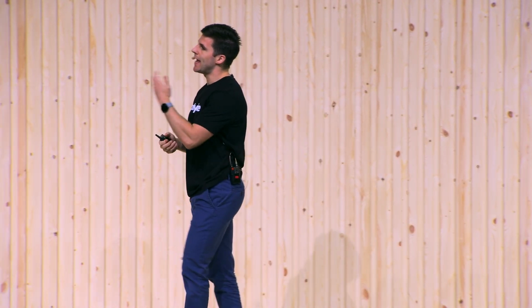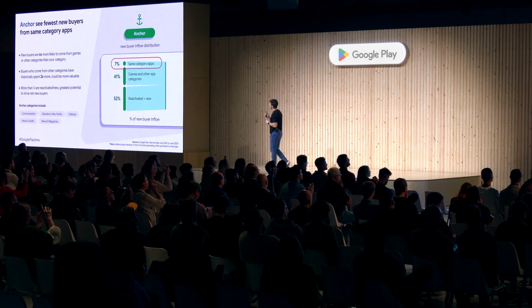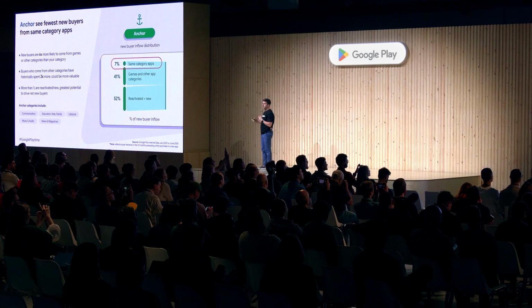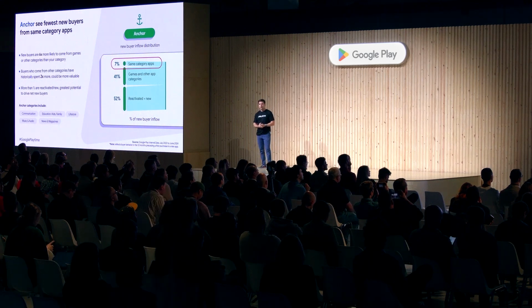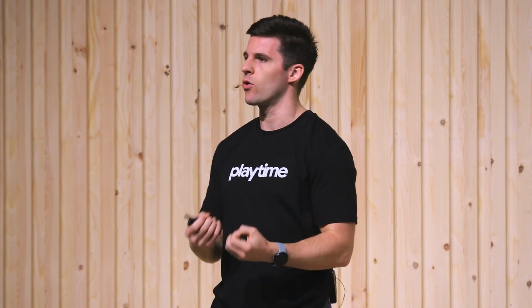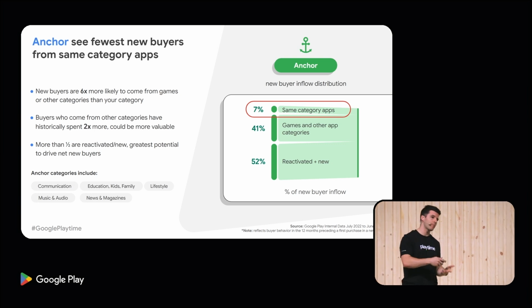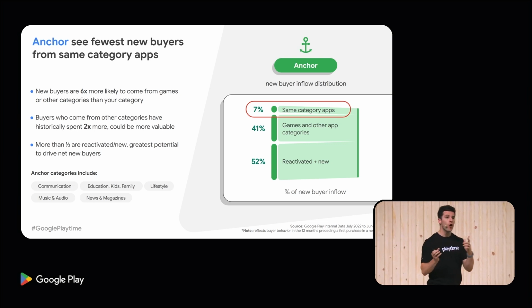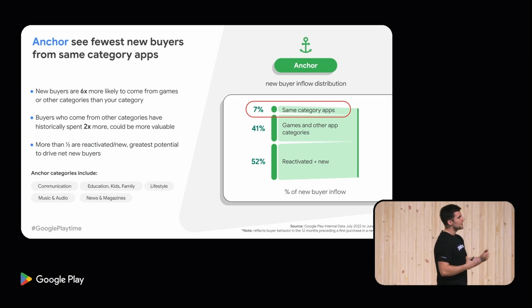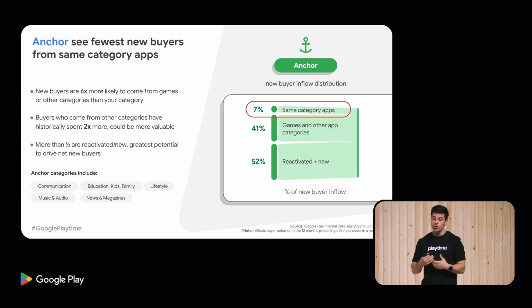And next, we're going to take a look at the anchor apps. Now, this could be education, music, news, lifestyle. With the anchor apps, what we see is that they have the least inflow of new buyers from other apps in their same category at just 7%, which really speaks to the stickiness and the specific use case nature of these categories. In fact, buyers here are 6 times more likely to come from another app category or game. And when they do, those new buyers will have historically spent twice as much in the preceding year, indicating that maybe for apps in these categories in the anchor bucket, buyers from other app categories could be more valuable.